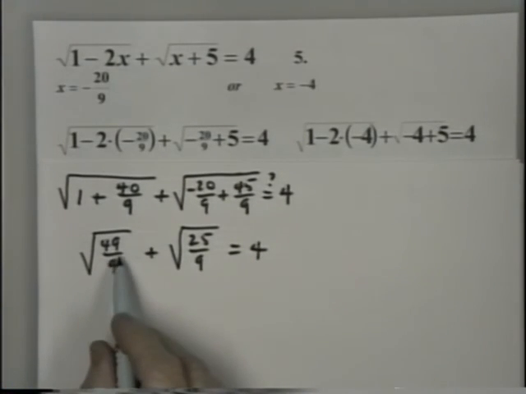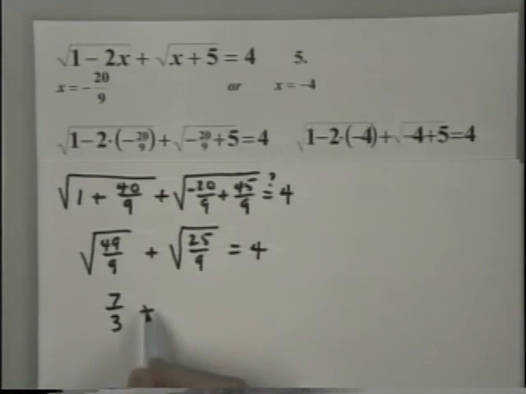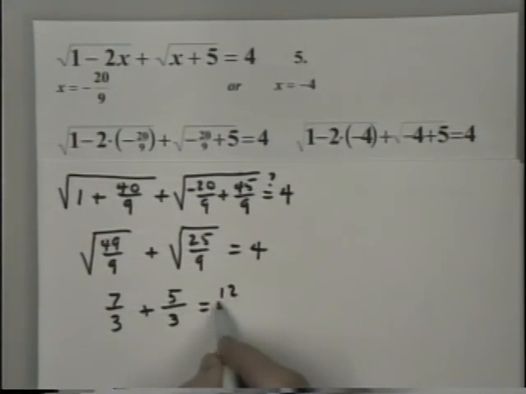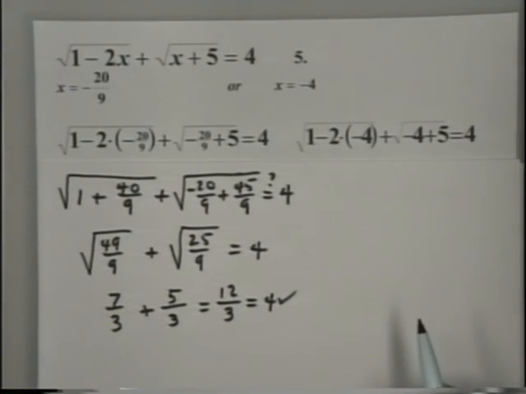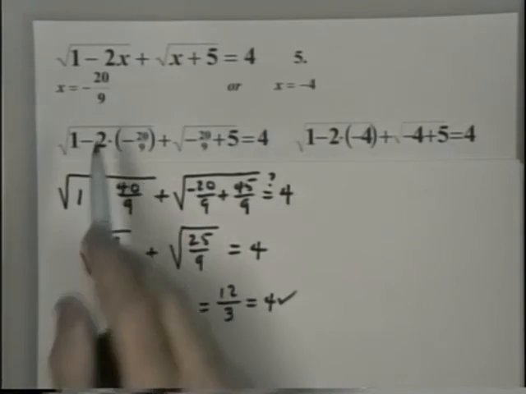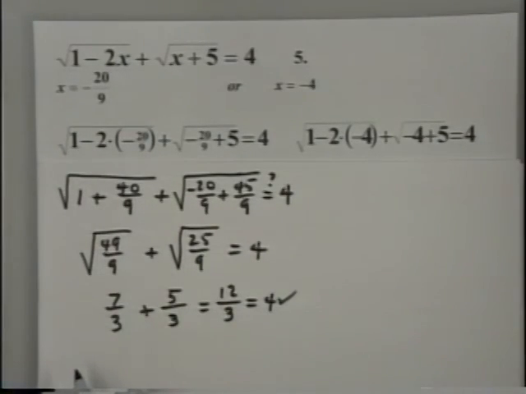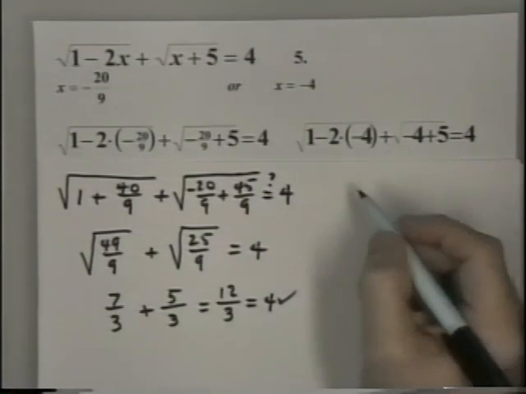Both of those are perfect squares. The square root of 49 ninths is 7/3. The square root of 25 ninths is 5/3. And if you add those together, you get 12/3, which is indeed 4. So, as ugly as that number appeared, it is a solution. How about the other one?